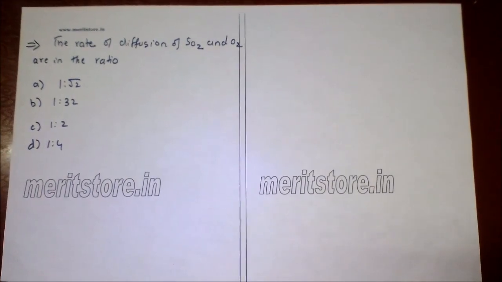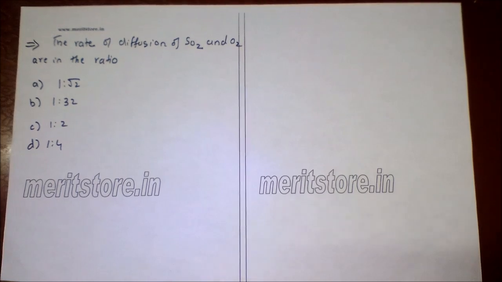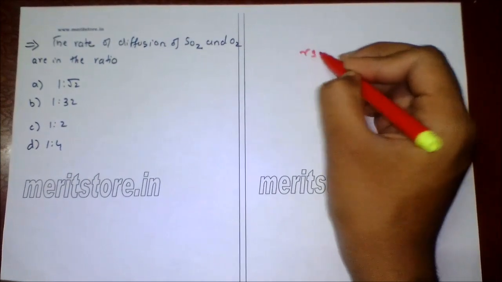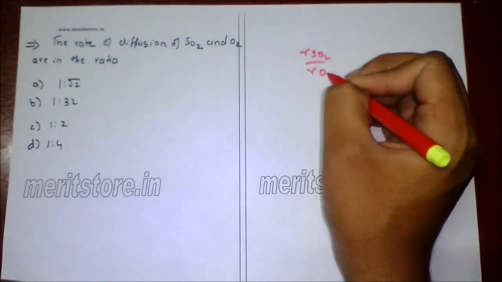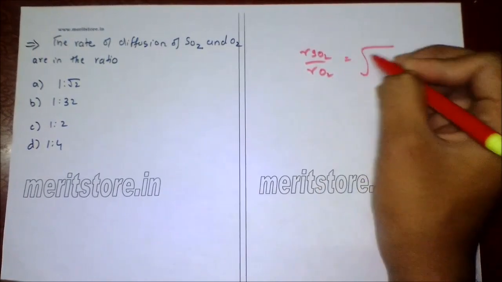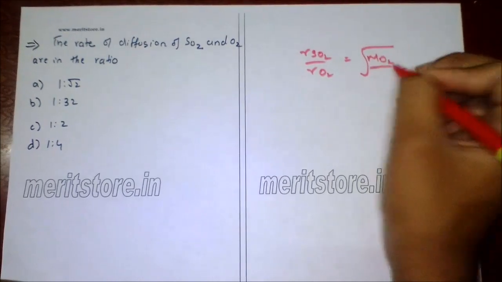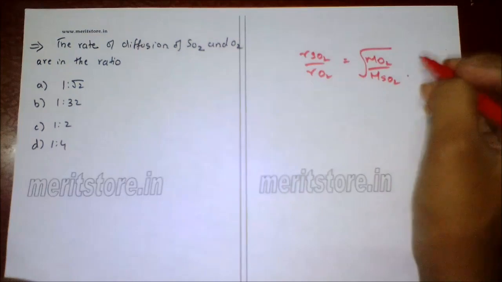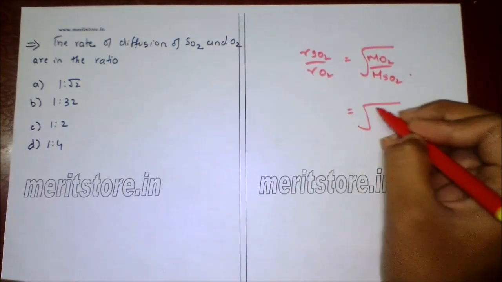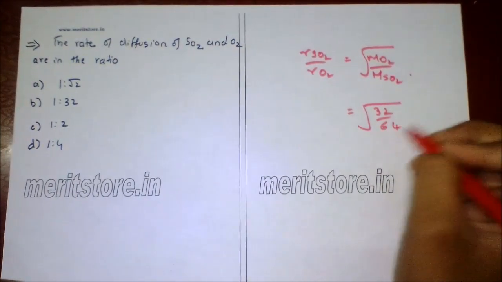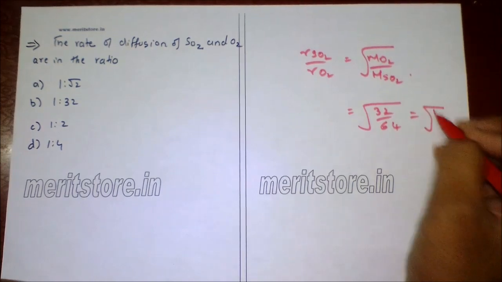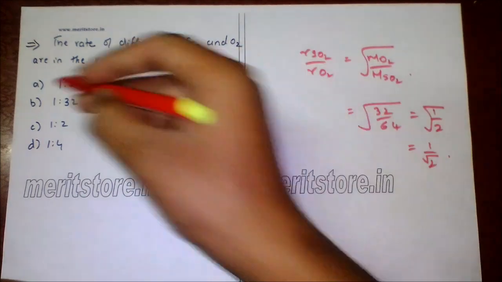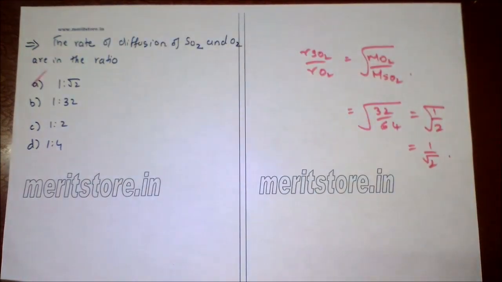The rate of diffusion of SO2 and oxygen are in the ratio. Rate of diffusion R SO2 and R oxygen is root of molecular mass of oxygen and molecular mass of SO2. So it is inversely proportional. Substituting the values, 32 upon 64 is equal to 1 upon root 2, which comes out to be. So option A is the correct answer.